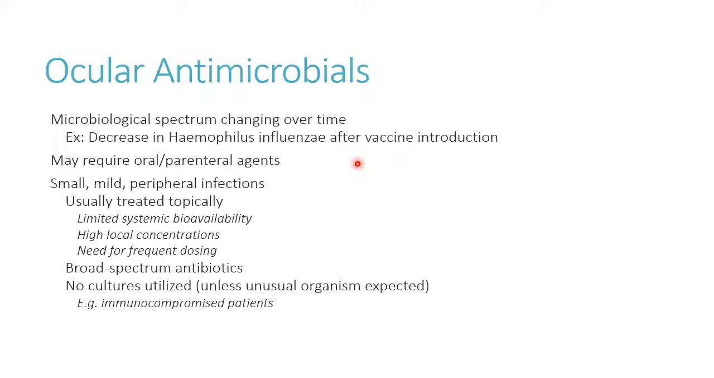And so we're going to find, especially, changes like H flu might go down due to things like vaccination, right? Again, most of the time, if you have a true blue, really involved ocular infection, you're probably going to want systemic therapy, either oral or parenteral agents, depending on how sick the patient is. But with these small, mild peripheral infections, which we're going to focus on today, we like to use topical therapy because, one, that's going to limit the systemic bioavailability. You're also going to find we can use a lot higher concentrations when we're using something topically because it is not getting absorbed to a high amount.